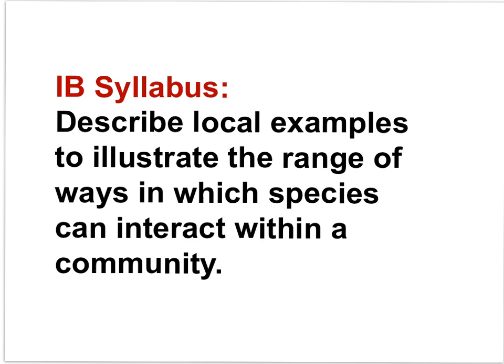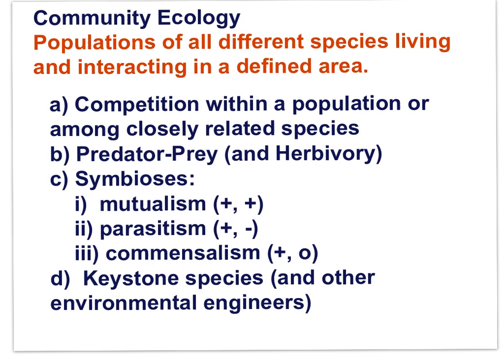Here's the relevant IB syllabus statement. Describe local examples to illustrate the range of ways in which species can interact within a community. The range of ways in which species interact within a community are outlined here. The interactions include competition within a population or among closely related species. Interactions include predator-prey relationships, animal consuming animal, and a similar idea of animal consuming plant called herbivory.